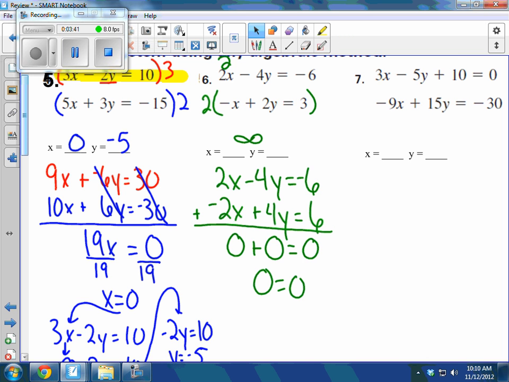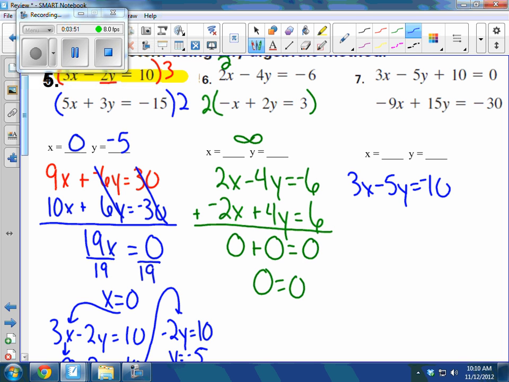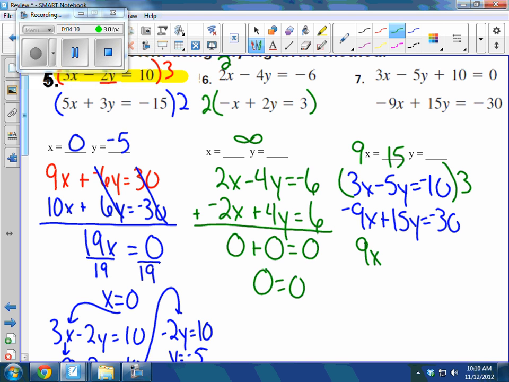All right, number 7. Number 7 is not quite ready to go. What I'm going to do is take the top one and move the 10 over. I'm going to do that by subtracting it. And here's the bottom one now. And now I'm going to work on either getting the x's to become 9 or the y's to become 15. And I'm going to get the x's to become 9. So the top one is the one I need to multiply. I need to multiply everything by 3. So I get 9x plus negative 15y equals negative 30. I don't need this one anymore, so I'm just going to draw a thin line through it. And I'm going to add up.